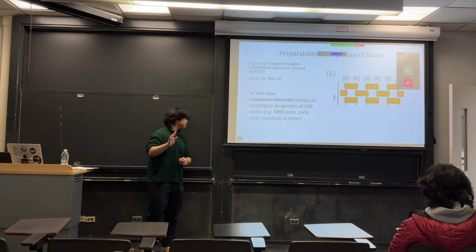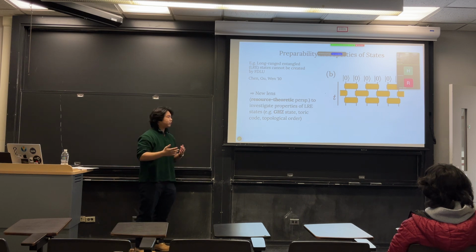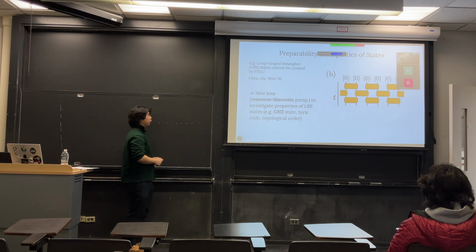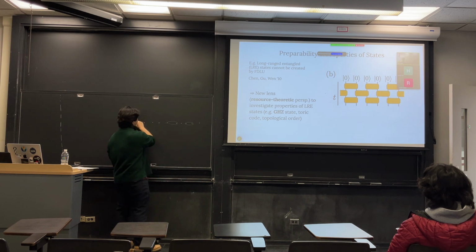I'll just quickly explain what I mean by long-range entangled. There are obviously more formal definitions, but the idea is that if you have any kind of lattice or any kind of chain, something that's short-range entangled has just a couple of entangled pairs like this.